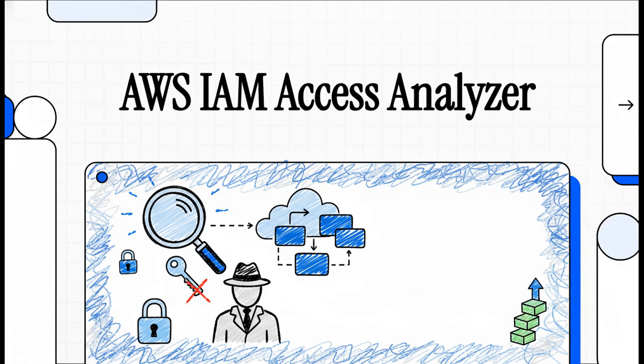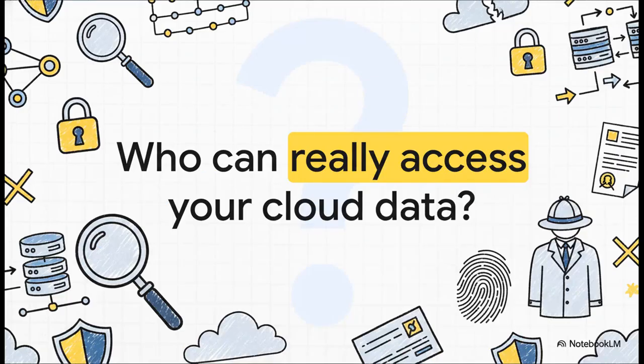Let's kick things off with one of the biggest questions in cloud security. Who, or maybe even what, can actually get to your most critical data? It's time we found out how to get a real, solid answer. I mean, really think about that for a second. Inside your AWS environment, right now, do you know with 100% certainty who has access to your most important S3 buckets, your databases, or your encryption keys?